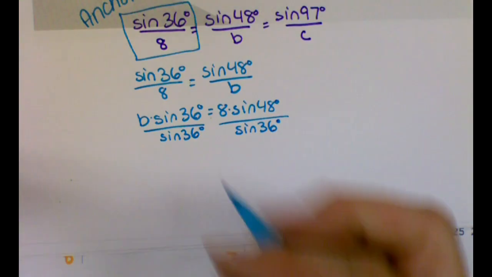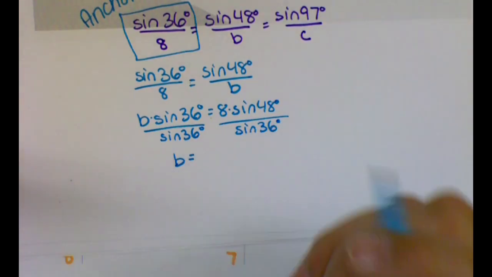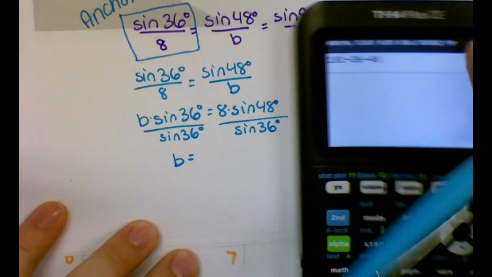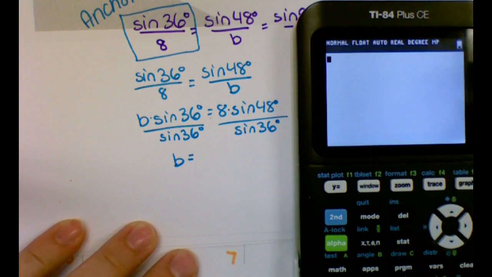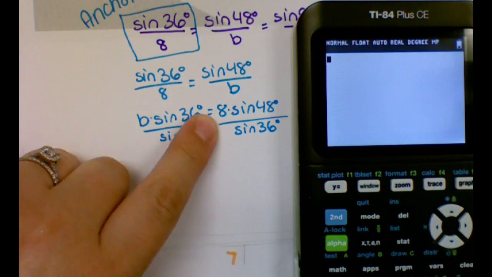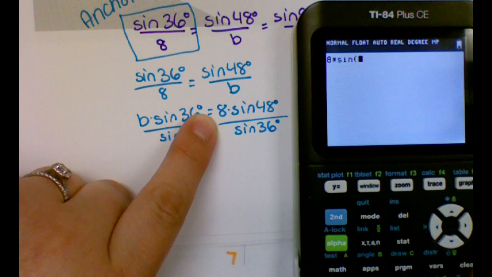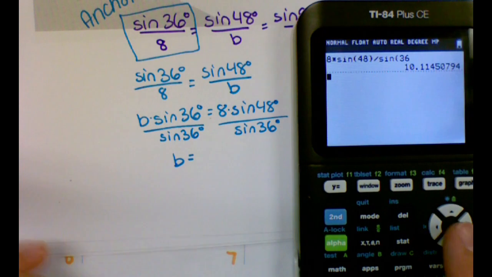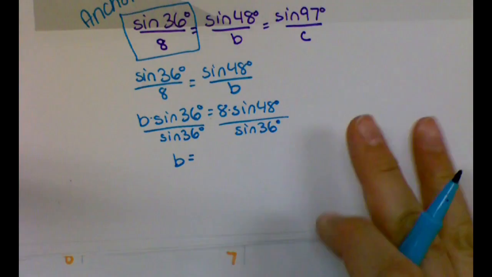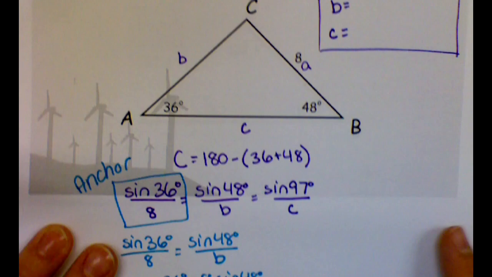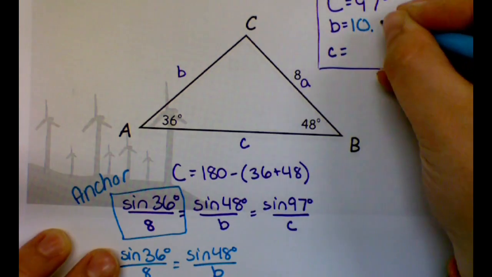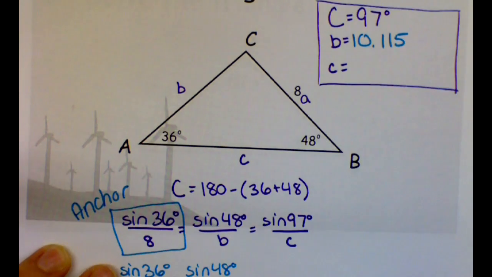Now only at this point would I enter anything in my calculator. Notice we're working in degrees, so the first step is to make sure that my mode says degrees. It does. All right, now I just enter this right-hand side here. 8 times the sine of 48, close the parenthesis, divided by the sine of 36, gives me 10.115. Always round to 3 decimal places. And I'll put that up here in my spot as well.